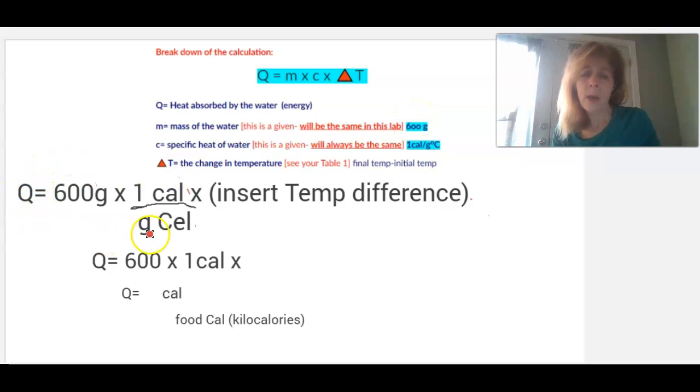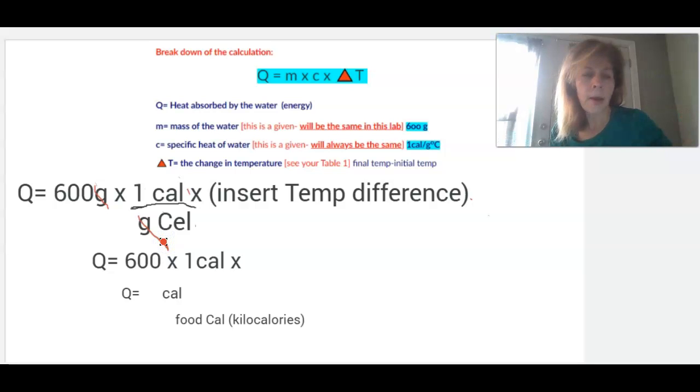So here's what it looks like all written out. You have Q, which is the energy that was released when the food item was ignited. 600 grams was the amount of water. This is the specific heat of water, which relates to what a calorie is. And then you need to insert the temperature difference, okay? And here's why it works. Remember, we want to find calories, okay? So the 600, we have grams up here, we have grams down here.